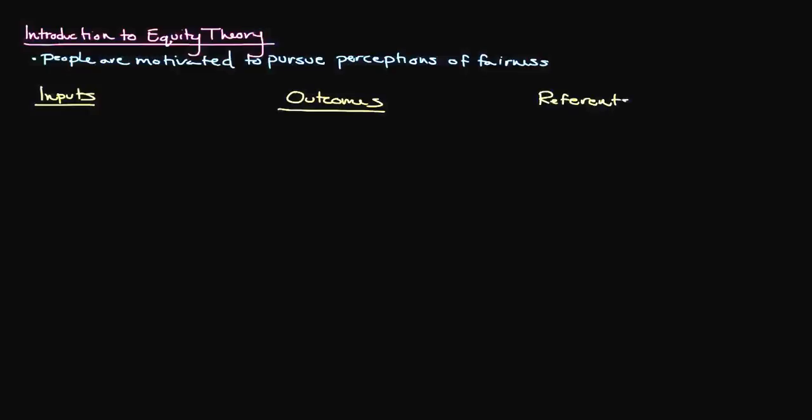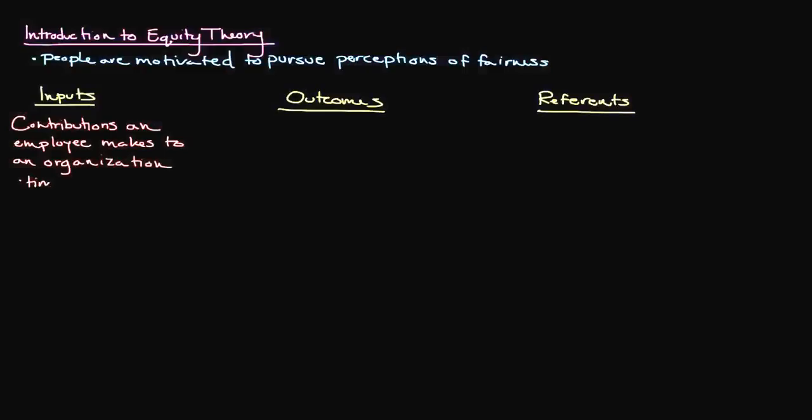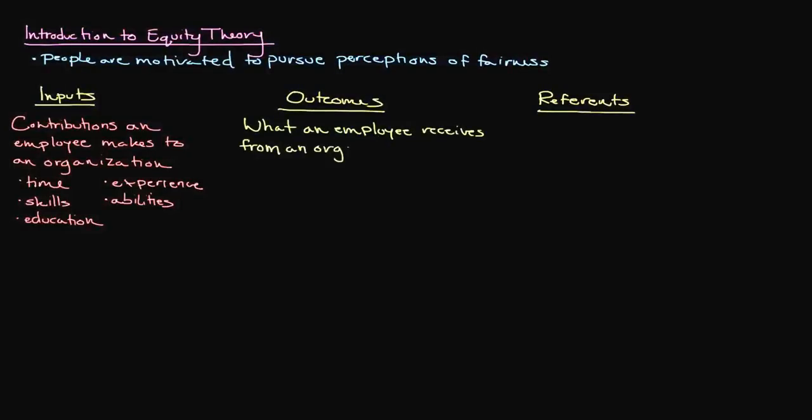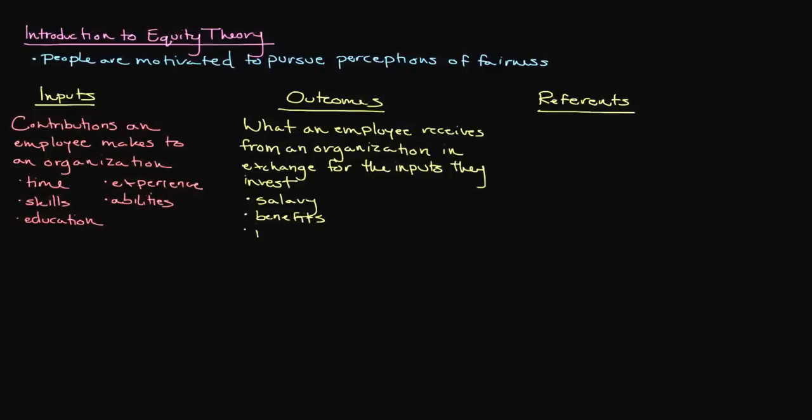Inputs consist of contributions that the employee makes to the organization. These can include things like time, skills, education, experience, and even abilities. Basically, inputs include all of the intangibles that an employee brings with them to their job. Now, in return for these inputs, employees receive what are referred to as outcomes. These outcomes include things like salary, benefits, prestige, favorable job assignments, and even recognition. In short, outcomes are what the employee receives from the organization in return for the inputs they invest.